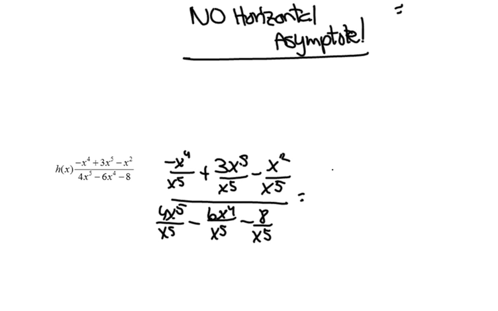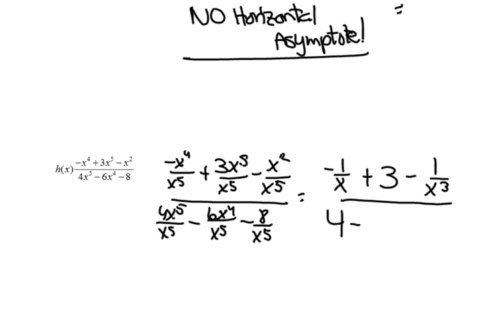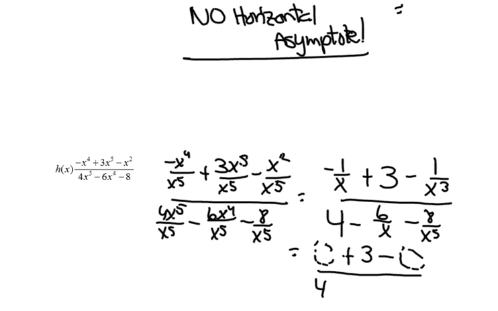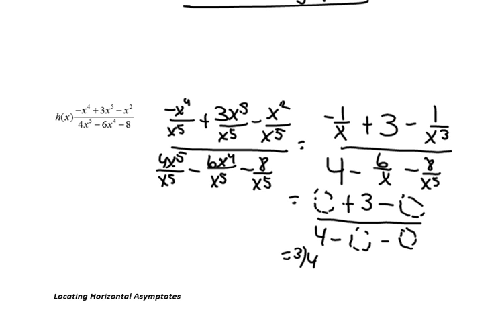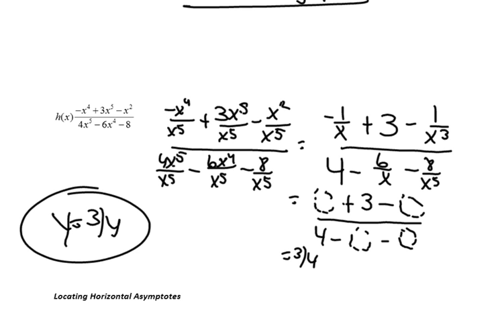Okay, so this simplifies to negative 1 over x plus 3 minus 1 divided by x cubed. And on the bottom, 4 minus, looks like 6 divided by x minus 8 divided by x to the fifth. So we're looking at about what? About 0 plus 3 minus about 0, divided by 4 minus about 0 minus about another 0. So we're going to be awfully close to 3/4. So I would expect the horizontal asymptote for this to be y equal to 3/4.